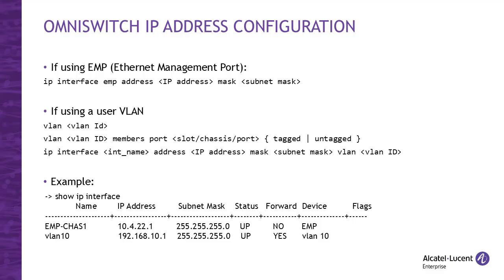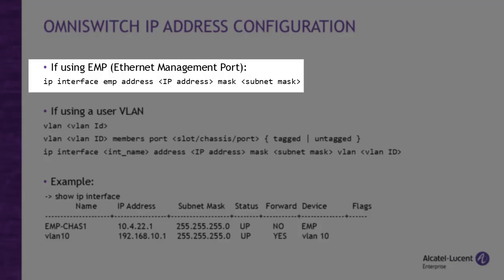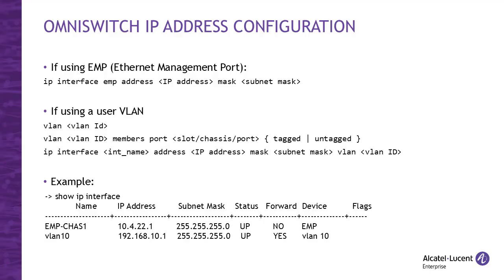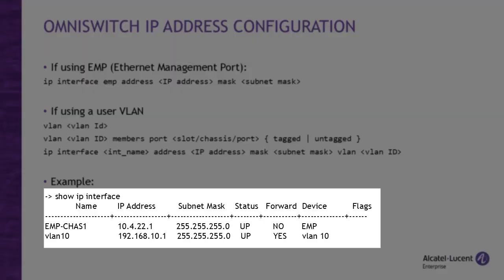The commands used to configure an IP address on the OmniSwitch are shown. For when the EMP port is used and also when a VLAN is used, for this a port is attached to the VLAN and an IP address is created and bound to this VLAN. Also, using the Show IP Interface command lets you check the status of the IP interfaces configured on the OmniSwitch.